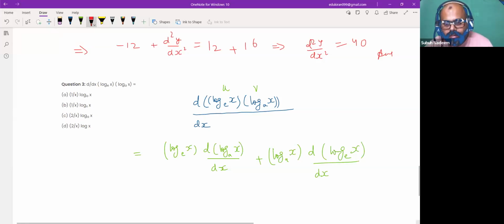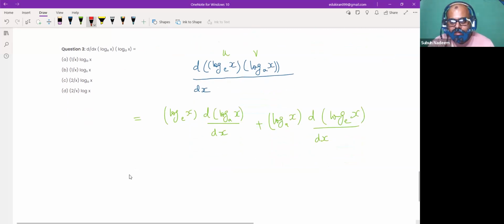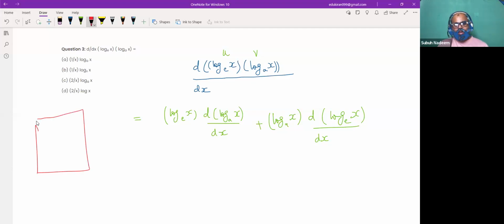Yes, sir, but here can we differentiate log x to the base a, right? What is the derivative of that? Log x to the base e, everyone knows it is 1 by x. Then what is the derivative of log of x to the base a? You have to remember that also. It is 1 by x log of a to the base e. So log a to the base e is like a constant.